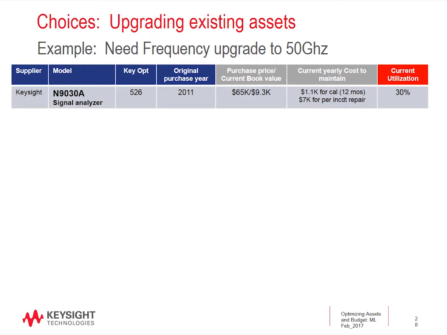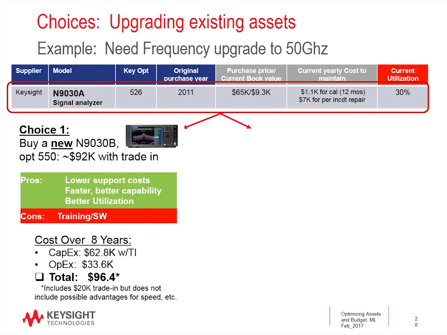So, for choice number 1, if they buy a new N9030B signal analyzer, it would help them lower their cost of ownership, give them some new enhanced capability, and increase utilization by getting up to 50 gigahertz. It might take a little bit of training to get up and running on it, since it has a new and different user interface. In this example, we also are including the possibility of trading in their existing signal analyzer to further reduce the upfront costs. Buying new looks like it would end up costing about $96,400 over an 8-year use model.